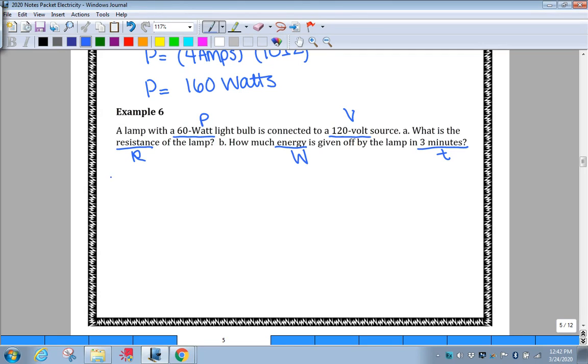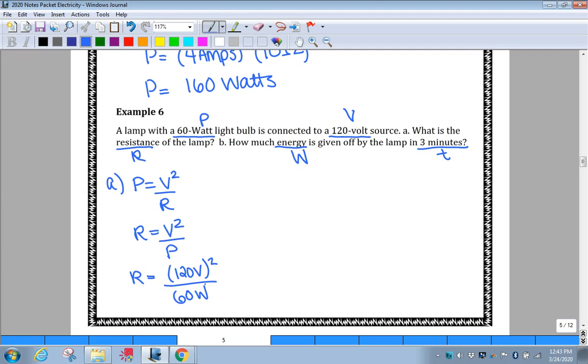All right, so let's do part A first. All right, we're looking for the resistance. So I want to use a power equation that has V and R in it. That happens to be V squared over R. Since I'm solving for R, I'm going to multiply by R on both sides, divide by P. So it's going to turn into V squared divided by P. Okay, so I'm going to do 120 volts squared divided by the 60-watt bulb. So I get 240 ohms as my resistance.